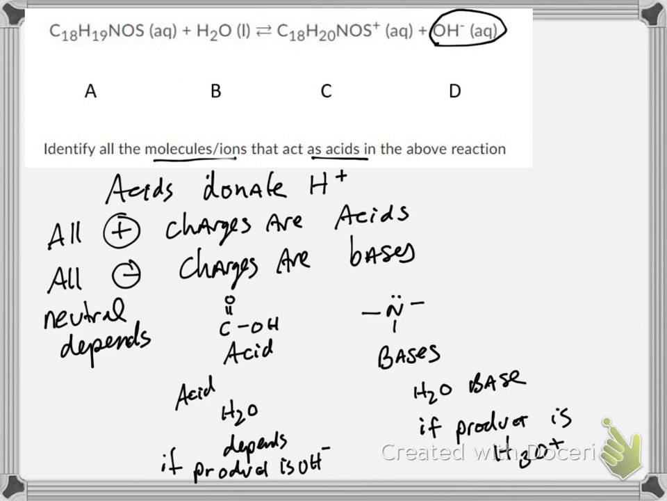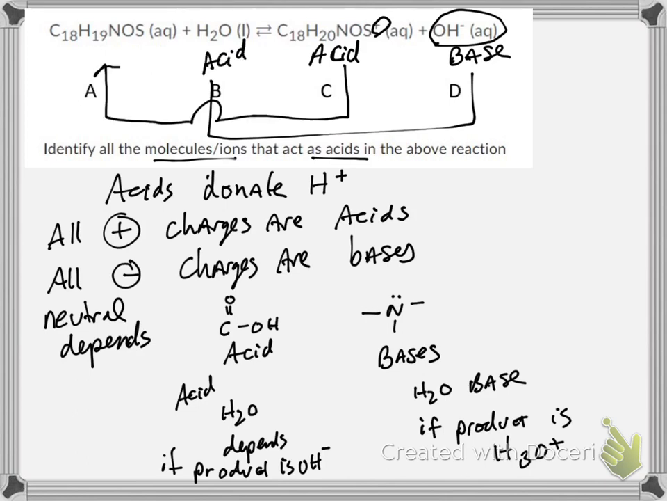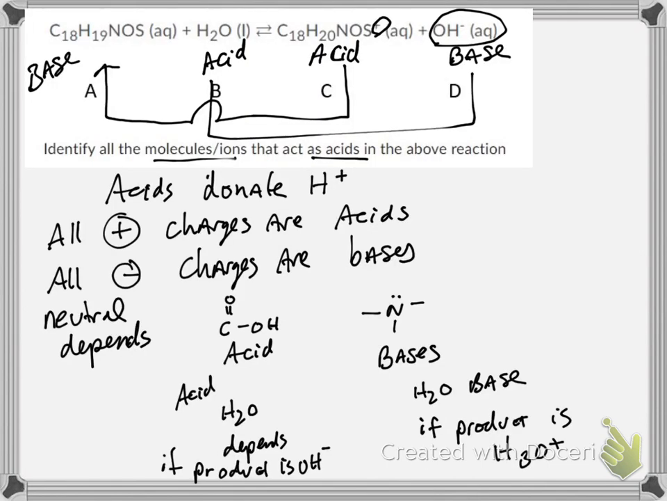Now when we look here, we see hydroxide ion, and we see a positive charge. So the positive charge here is an acid. We know hydroxide ion is a base. That also means that the conjugate on the other side of the reaction must function the other way. So water must be acting as an acid here, and the conjugate of the C18H19NOS must be the base. And it's a neutral nitrogen, so we can also get it from there.